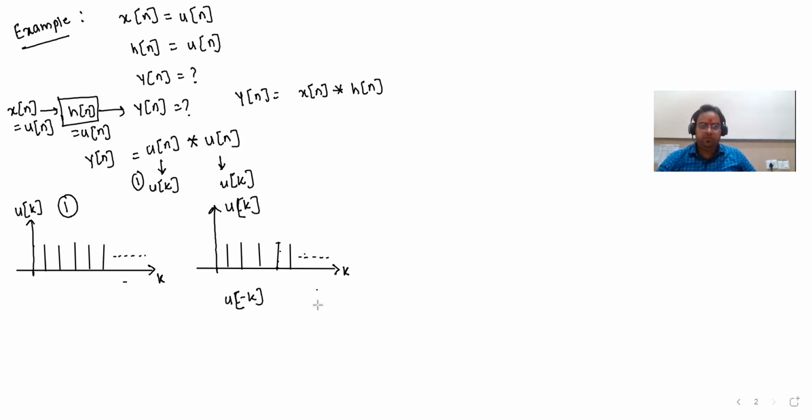So what will be the time reverse signal? Time reverse signal will look like, we have this. And so on. This is our u of minus k. This is the time reverse signal. Okay. Now the third case is that when we perform the shifting.